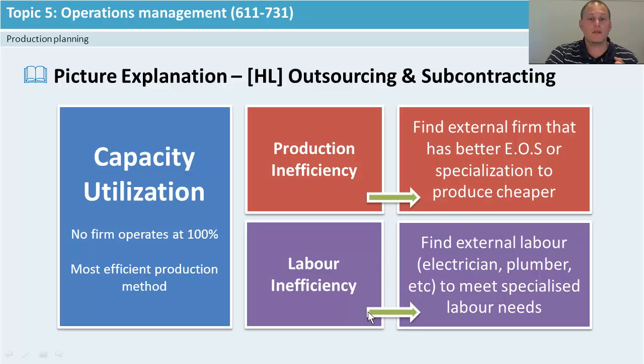The other might be labor inefficiency. So this might be caused through certain parts of your workers. They aren't multi-skilled in all the areas. You don't have an electrician or a plumber on hand, and you get those guys to come in and they do the job for you. And then you charge the final customer the amount, and that covers all of your costs of paying for these subcontractors to come in. Why do you do it? Production inefficiency. It could be done cheaper somewhere else, or labor inefficiency. Your workers just don't have the skills to do it, so you can subcontract out the job to somebody else.